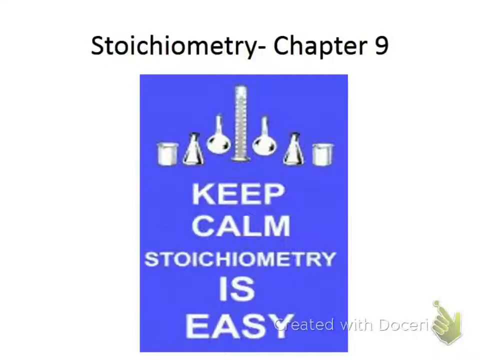Okay, so stoichiometry is what we're starting today. And stoichiometry is where we're going to put all the pieces of the puzzle that we've been learning so far, and we're going to put them all together, okay?